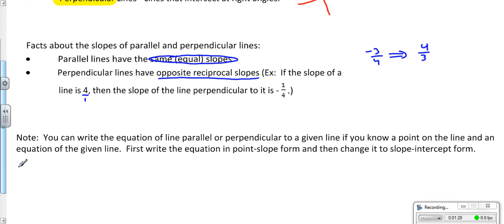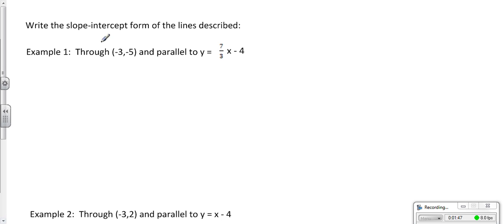Alright, note, you can write an equation of lines parallel or perpendicular to a given line if you know a point on the line and an equation of a given line. So first, just a hint here, first write the equation in point-slope form and then change it to slope-intercept form. Let's see what that looks like. Alright, so here we have some key things we have got to pay attention to. Parallel. Parallel means same slope.